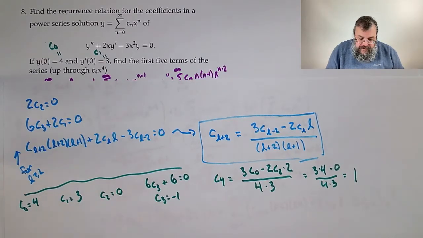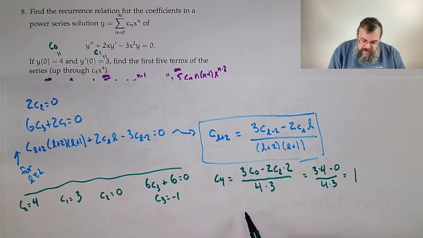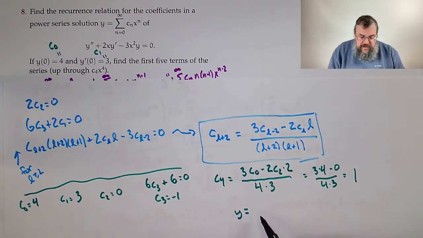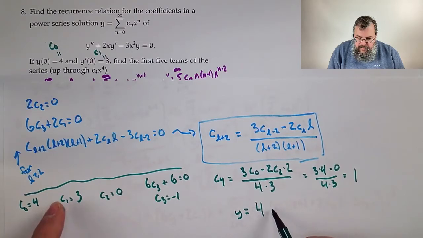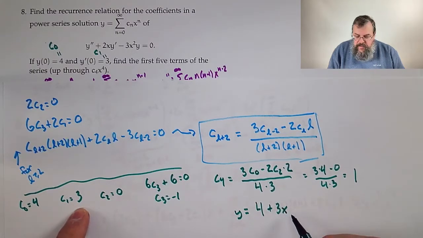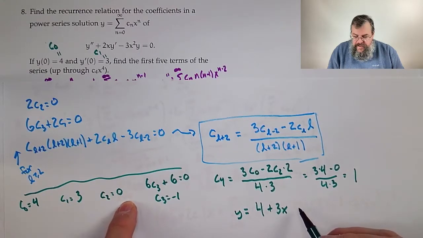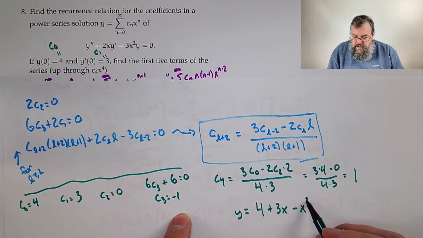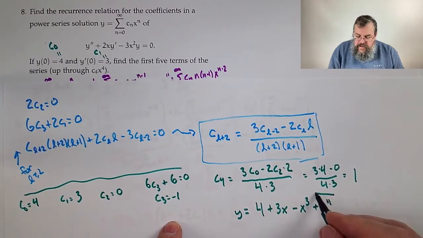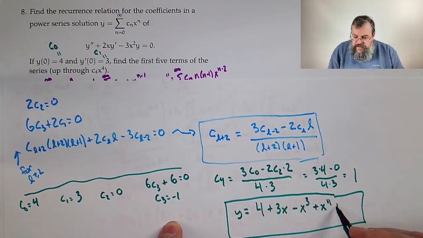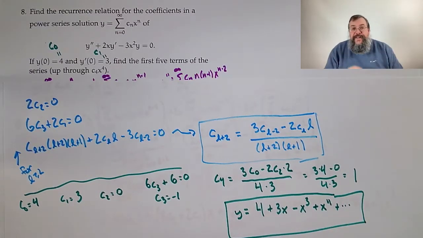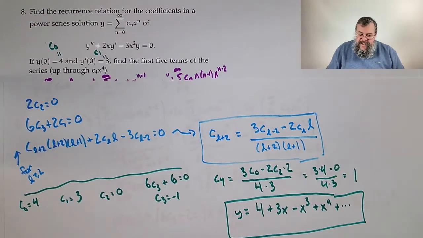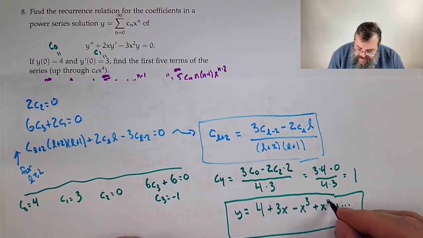All right, so if we put it all together, we can say our series solution starts as 4 plus 3x plus 0x squared minus x cubed plus x to the fourth. And that's all we need. Of course, there's a dot, dot, dot, but we don't need to know what's going on with the dot, dot, dot. The dot, dot, dot, we would use this recurrence relation to keep going. And there we go.